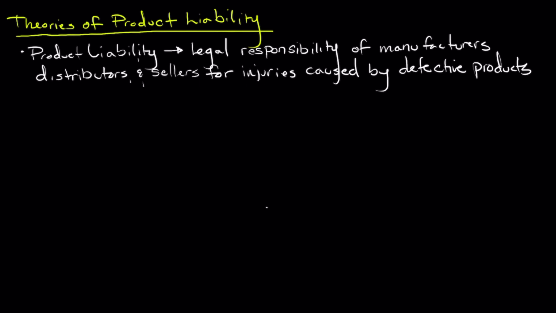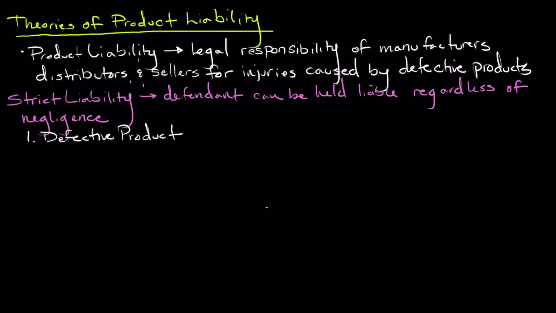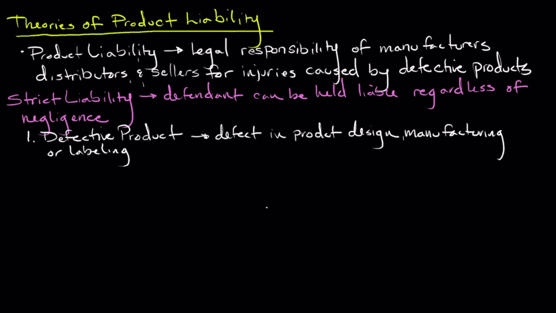The first theory is what's known as strict liability. Under this theory, a defendant can be held liable for injuries caused by a defective product regardless of their level of negligence. Some of the key elements of strict liability include the following. First, there has to be a defective product. So that's the first thing that needs to be established. A defect can exist in a few different areas, including the product's design, its manufacturing, or its labeling.